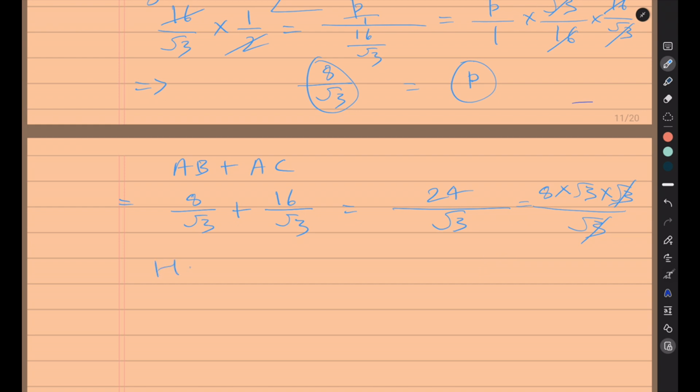So the height of the tree will be 8 multiplied by square root of 3 meter. You can also convert that into decimal. It's up to you. So this will be the answer.